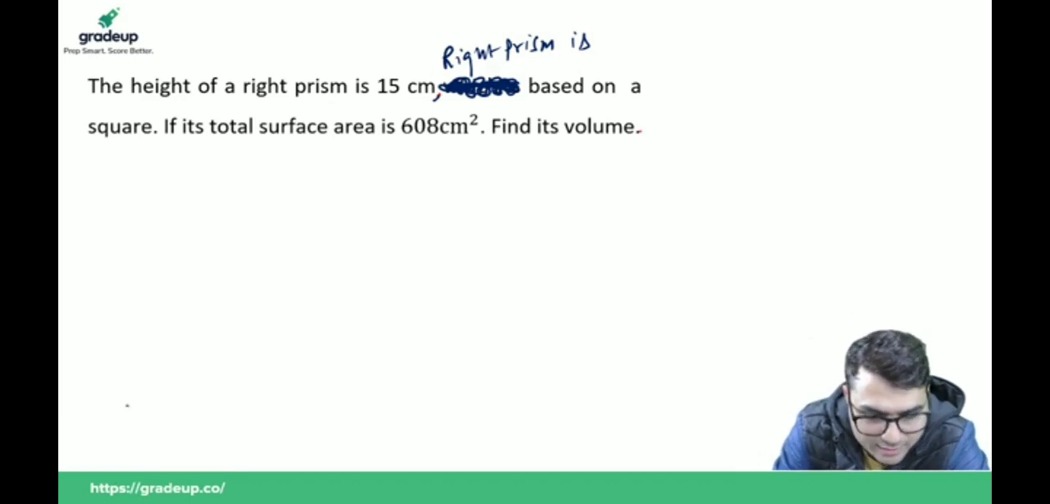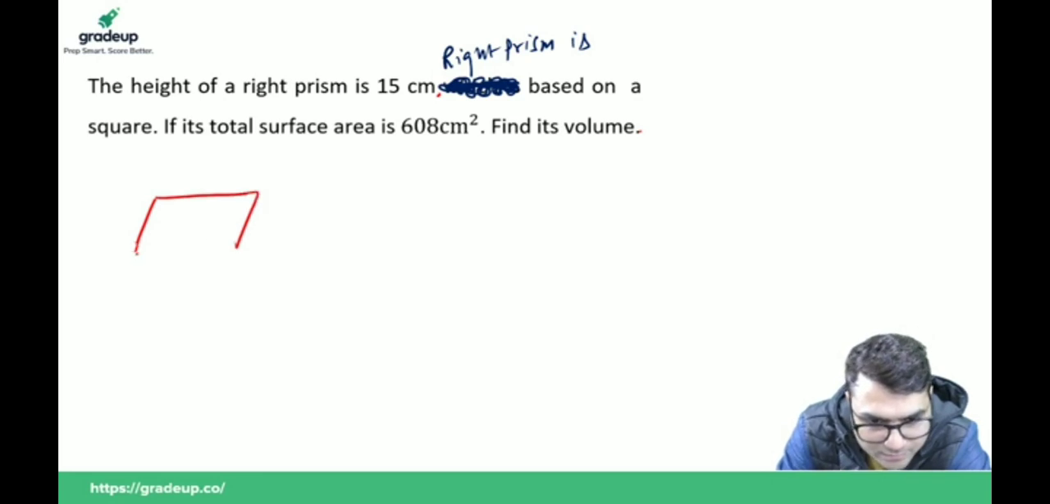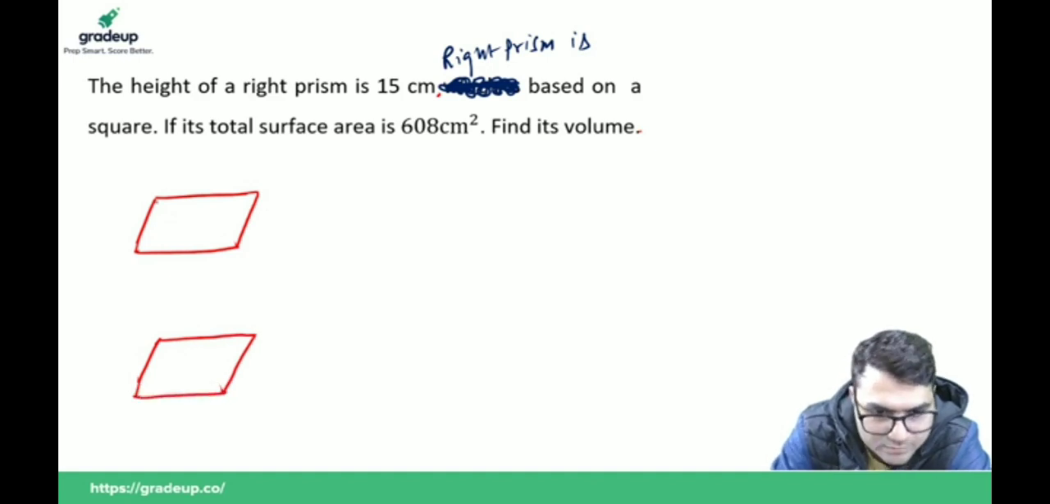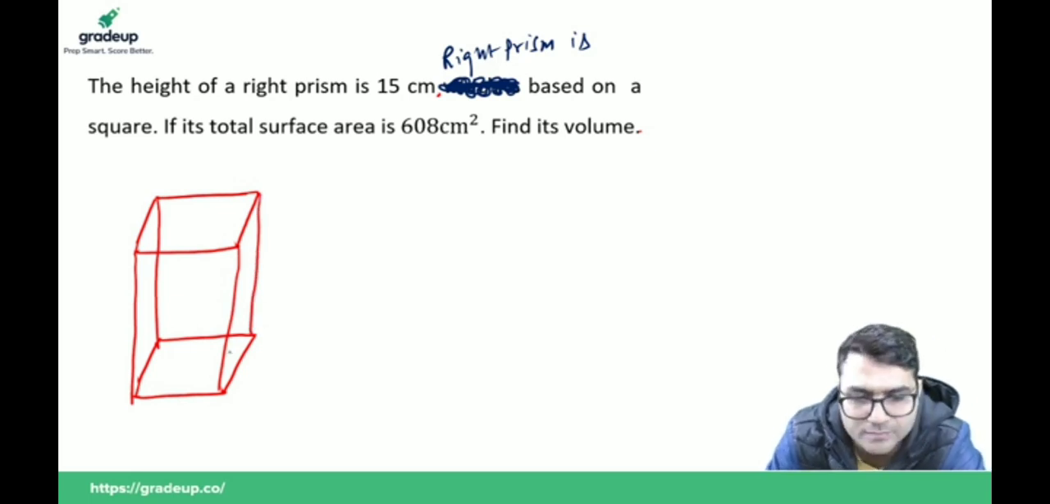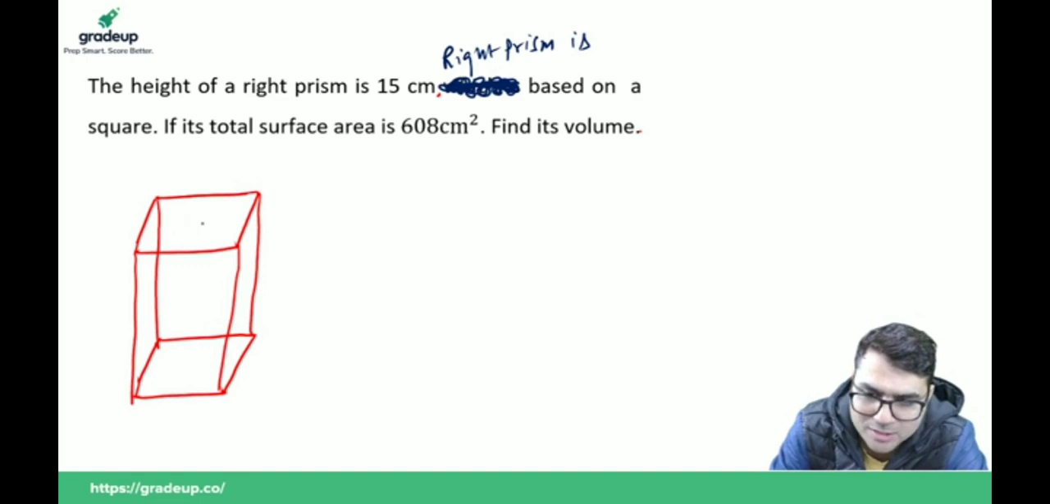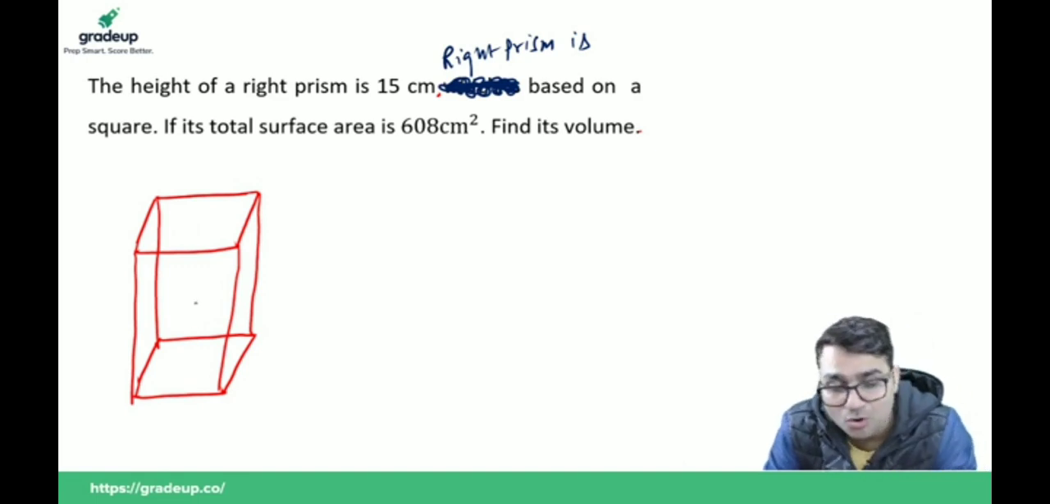Like this. If this is a square, this is the right prism. I hope this is clear to all of you. The top is a square and the base is a square. This is called a right prism based on the square.